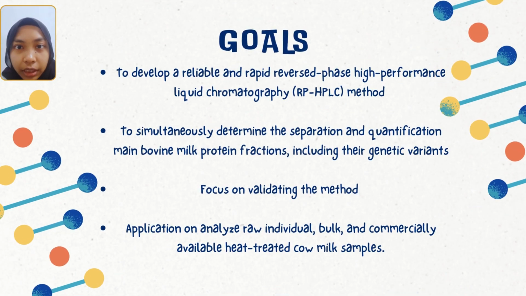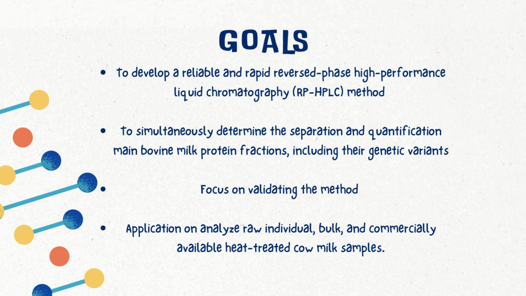The aim of the study was to develop a reliable and rapid reverse phase high-performance liquid chromatography (RP-HPLC) method. This method was developed to simultaneously determine the separation and quantification of main bovine milk protein fractions, including their genetic variants. The study also focused on validating the method. The method procedure was applied to analyze raw individual, bulk, and commercially available heat-treated cow milk samples.